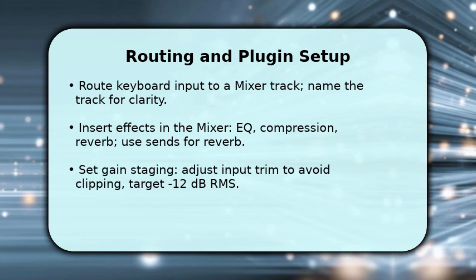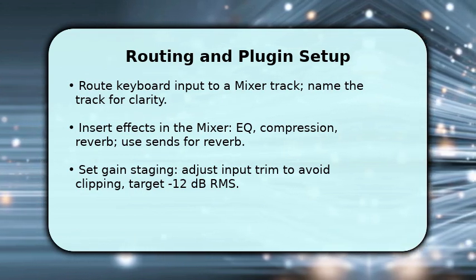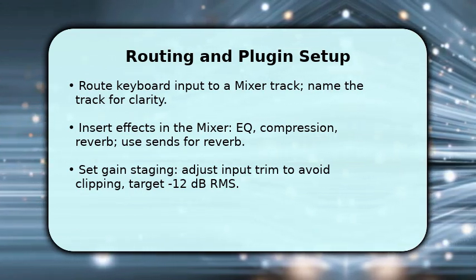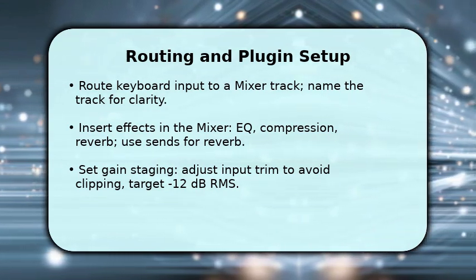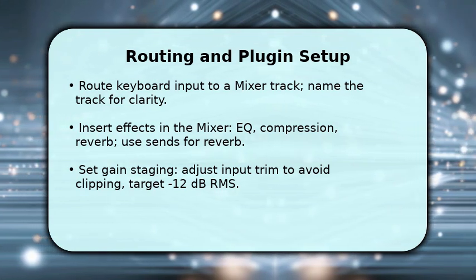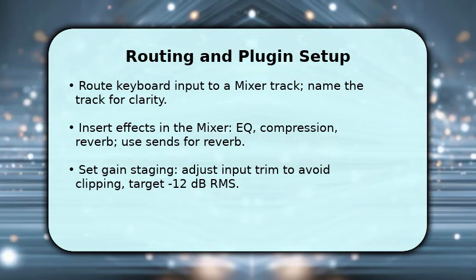space. Adjust the input trim so peaks do not clip. Aim around -12 dB RMS to leave headroom. Once you have processing in place, test record a short take, listen back, and tweak gain or effect settings until it sits well in the mix.